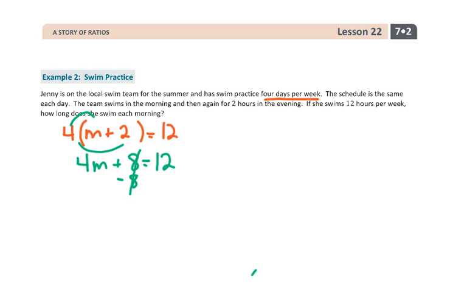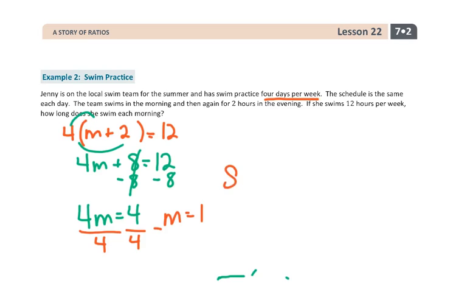We can subtract 8 because the 8 can be subtracted from both sides and be combined with the 12. So we have 4m equals 4. And if I divide both sides by 4, m is equal to 1. So she swims 1 hour each morning.